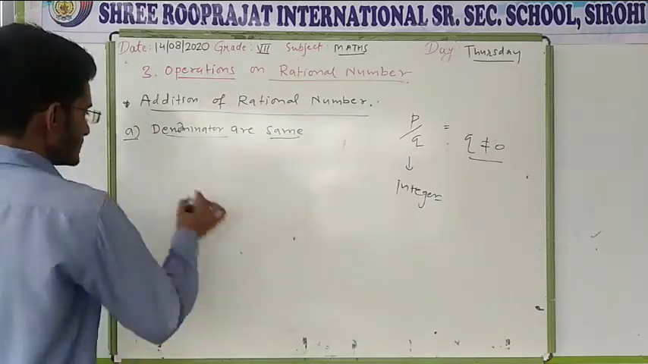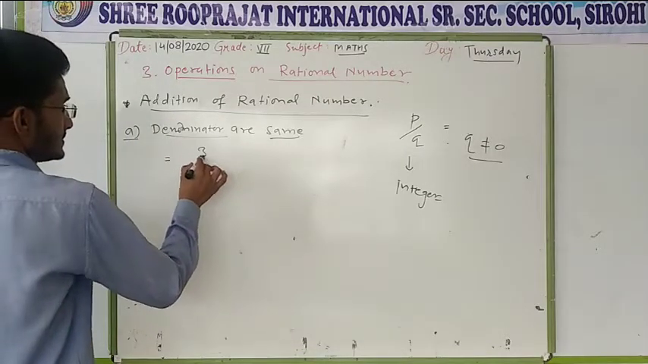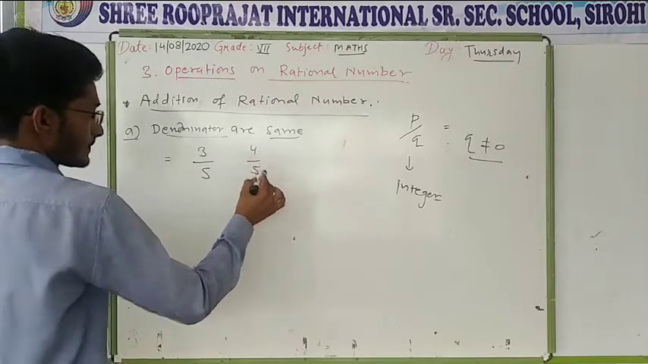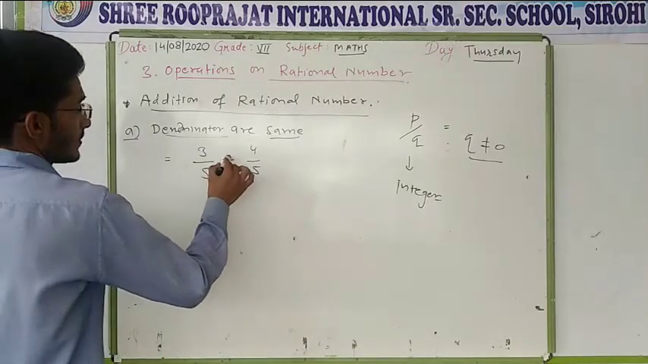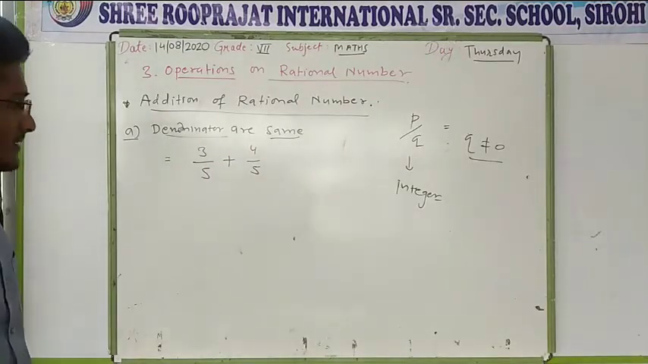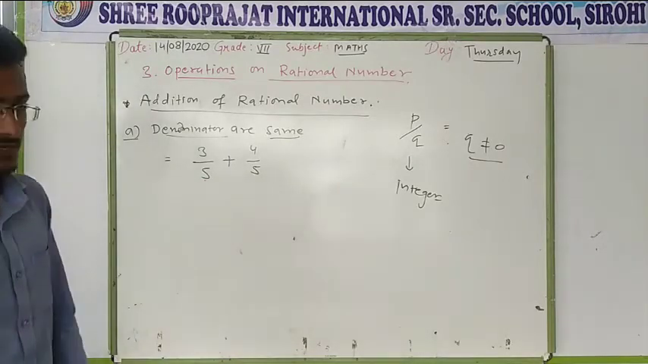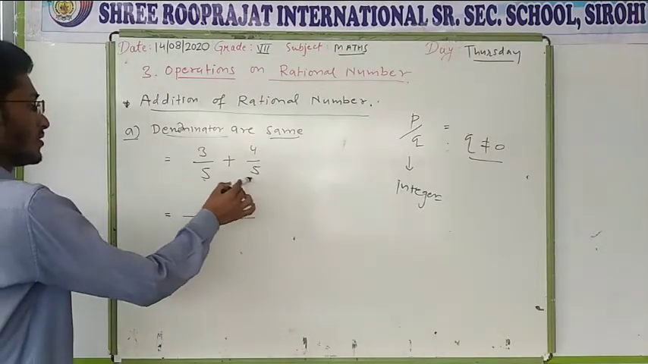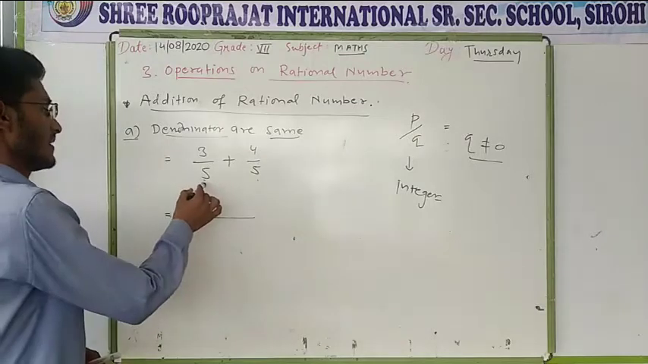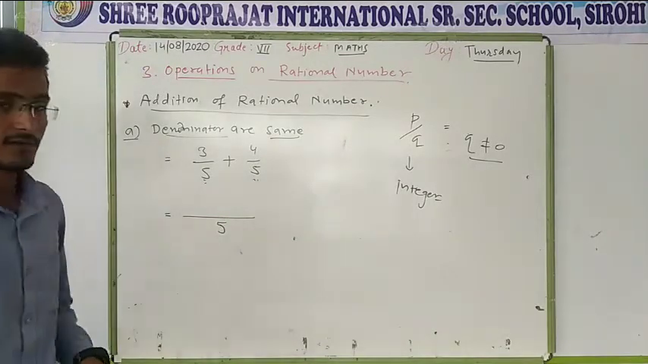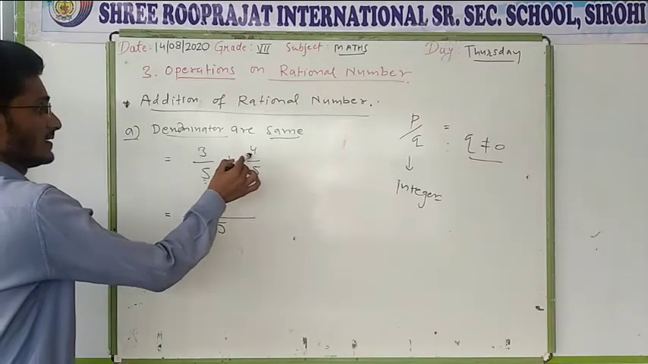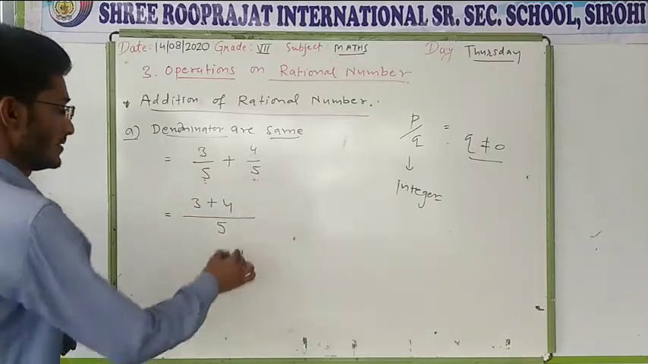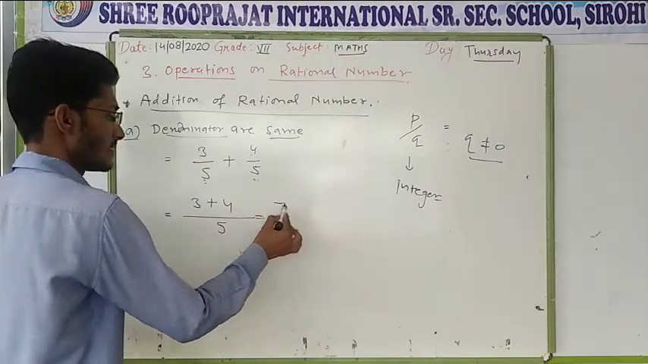When they have the same denominator, suppose the example is 3 by 5 and 4 by 5. We have to add both rational numbers. You can see the denominator, or the q, is the same. In that case, what will you do? You write the common denominator, which is already given, 5 and 5, so in q it will remain 5. You just add the numerators of both rational numbers, that means we add 3 and 4. So you will get 7 by 5.